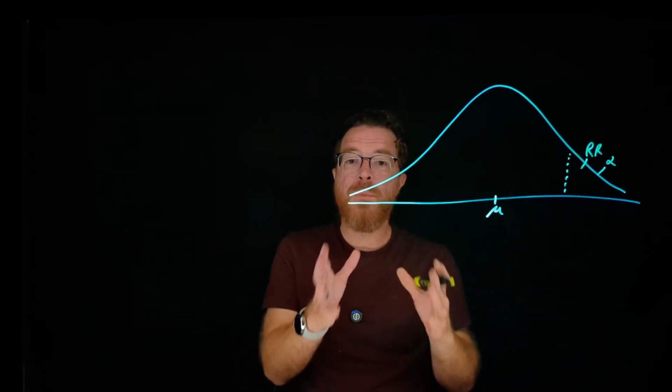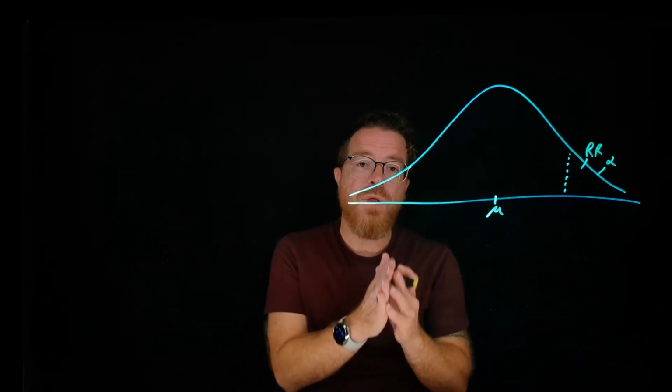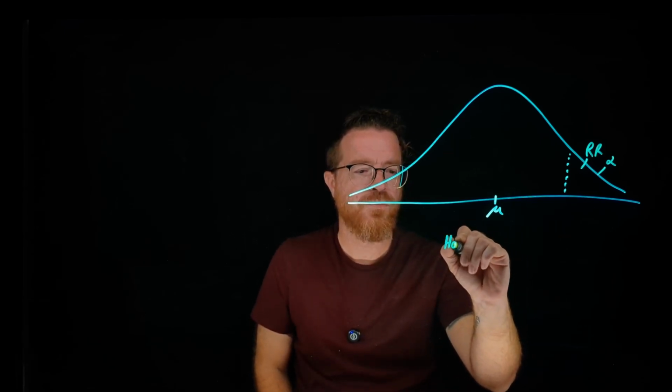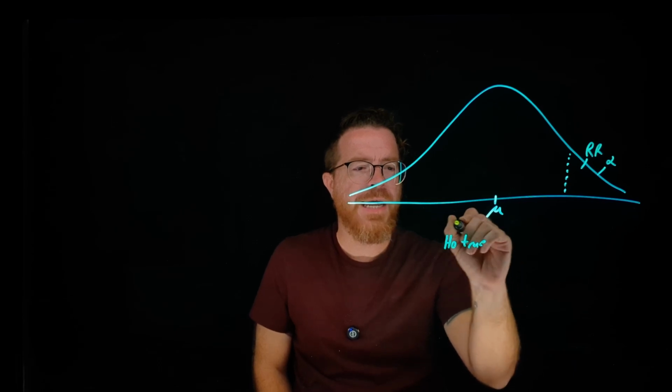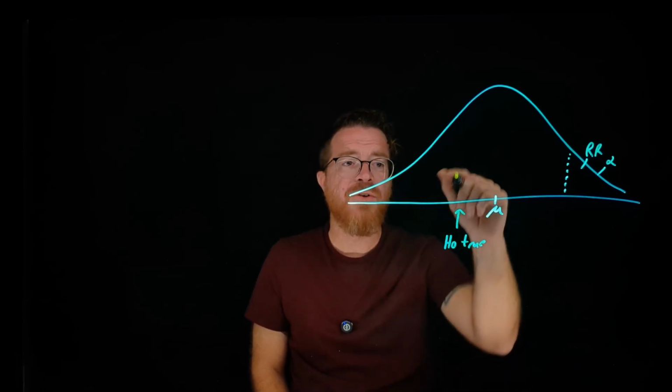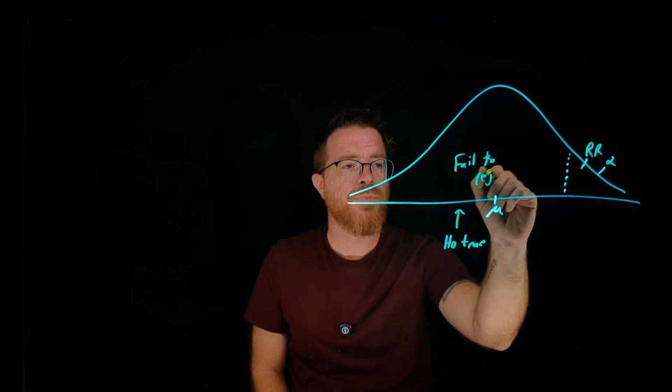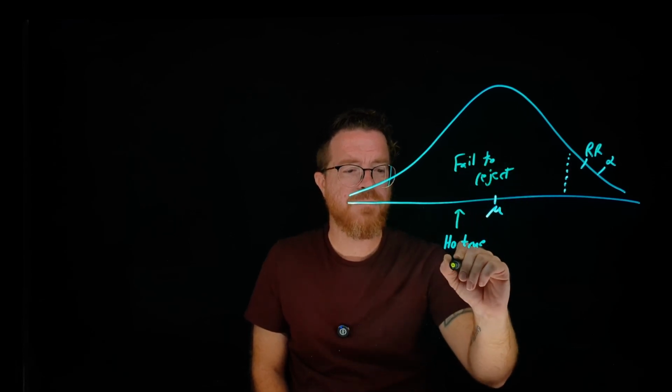So now we have, again, 4 possibilities. If we have a null hypothesis that is true, and it lands in this region, which is the fail to reject region, this would be correct.